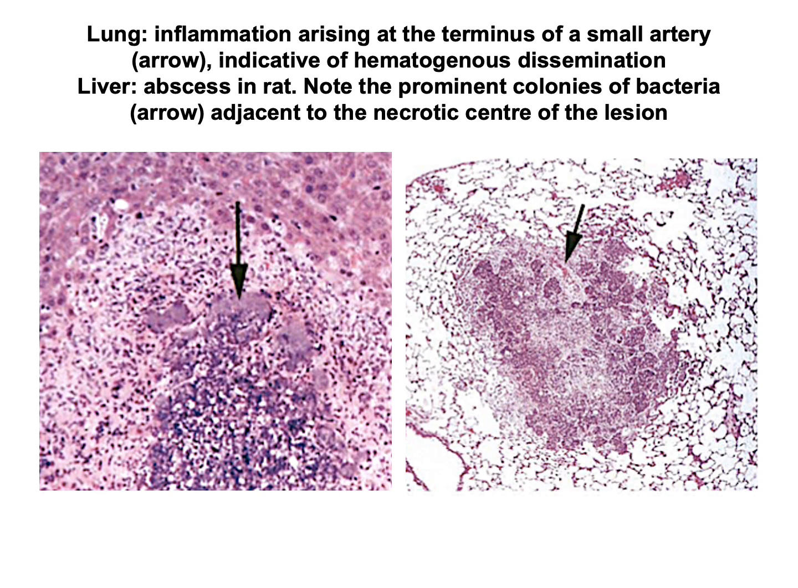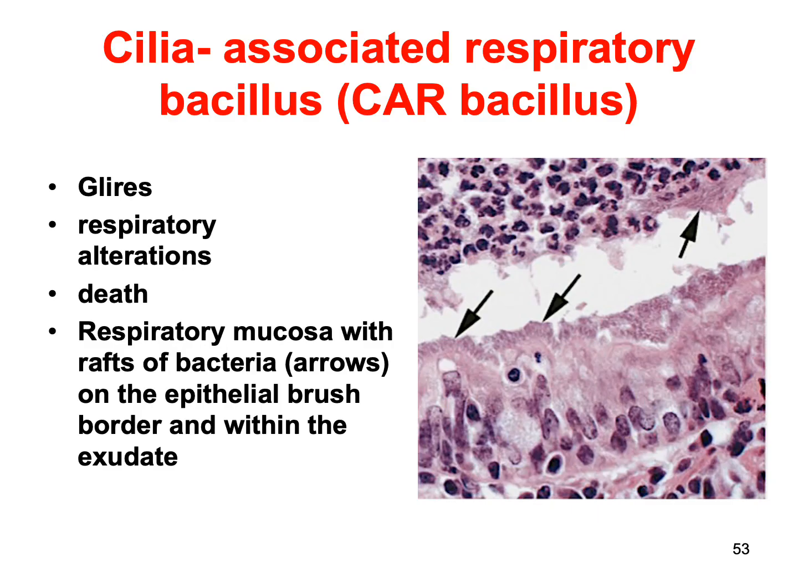The next bacterium will attack the respiratory tract. This is the cilia-associated respiratory bacillus, or CAR bacillus. It can be found in glires, from rodents up to the rabbit. Respiratory alteration and sometimes death is typical.